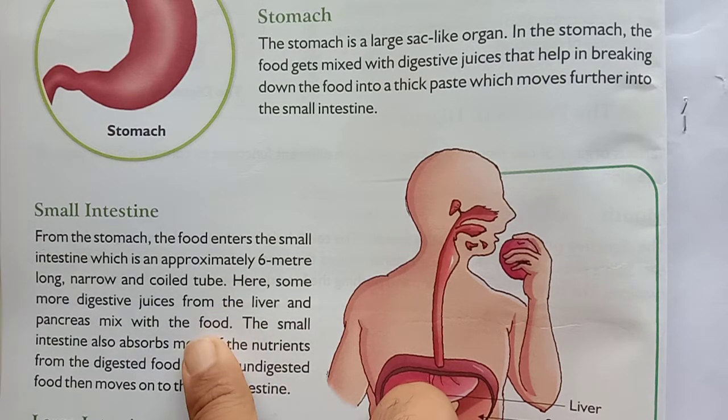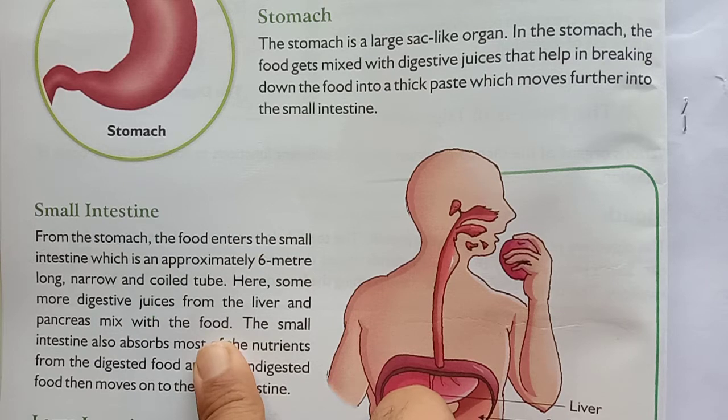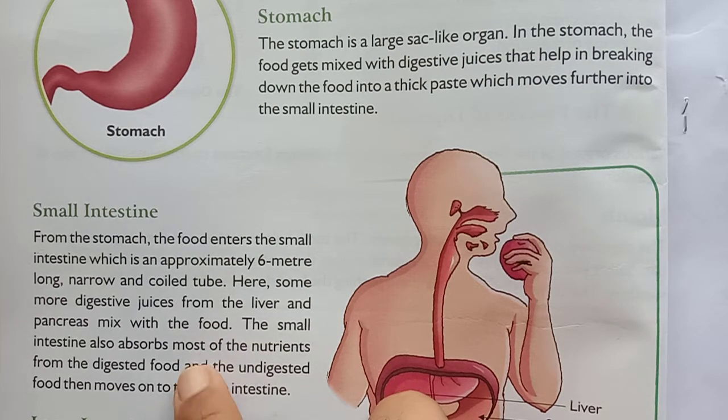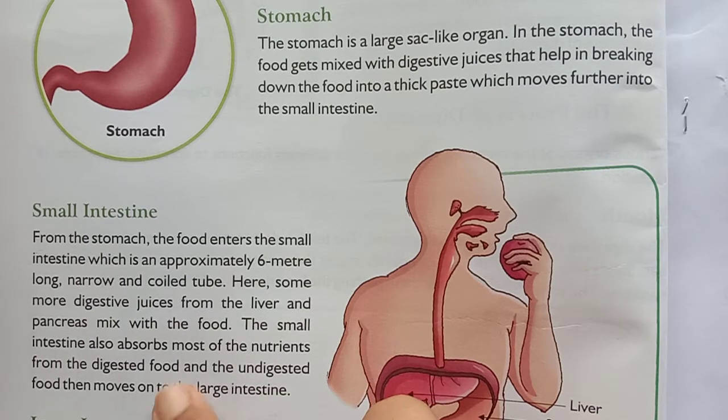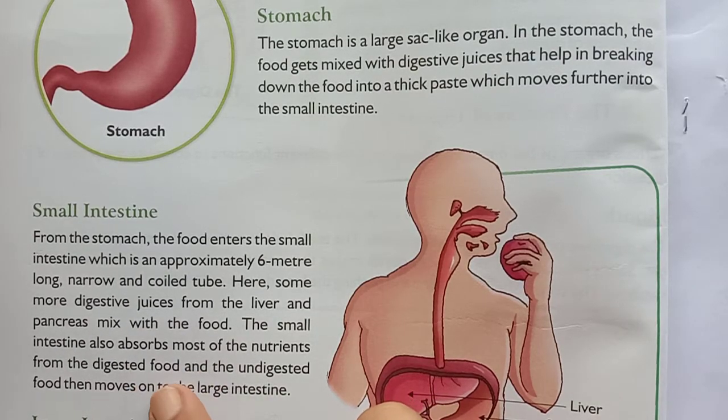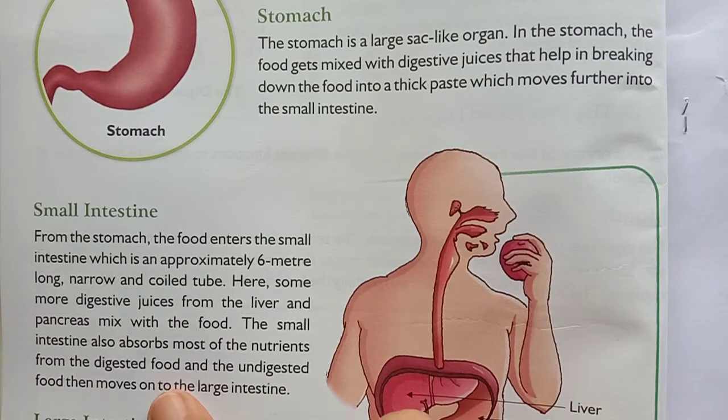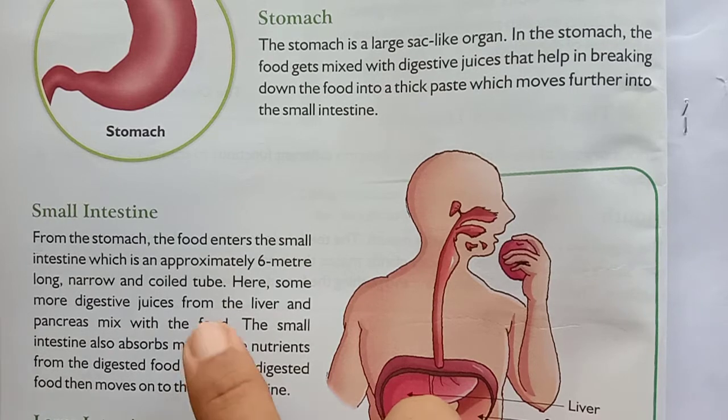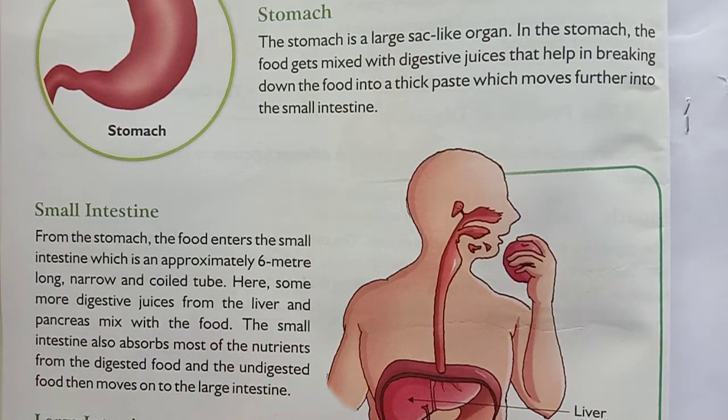Some more digestive juices from the liver and pancreas mix with the food. These digestive juices are secreted from the liver and pancreas and mix with the food. The small intestine also absorbs most of the nutrients from the digested food, and the undigested food then moves on to the large intestine. Some food remains undigested, and that undigested food moves to the large intestine. This is the work of the small intestine.